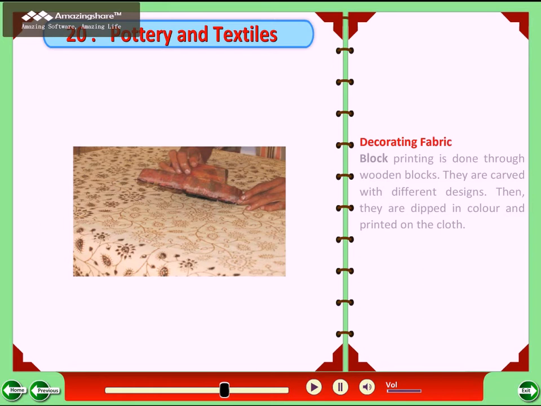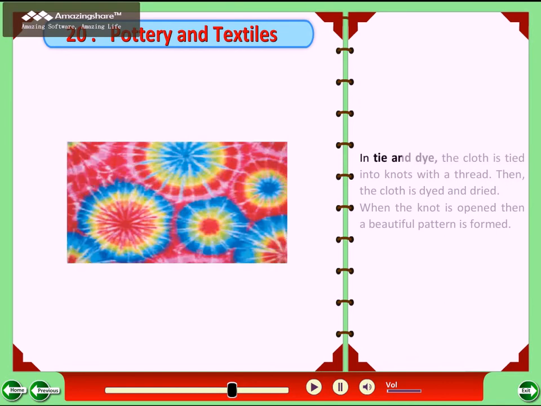Decorating fabric. Block printing is done through wooden blocks. They are carved with different designs. Then they are dipped in color and printed on the cloth. In tie and dye, the cloth is tied into knots with a thread. Then the cloth is dyed and dried. When the knot is opened, then a beautiful pattern is formed.